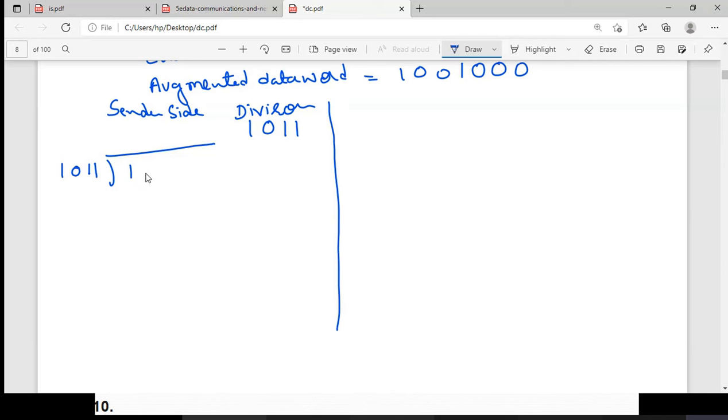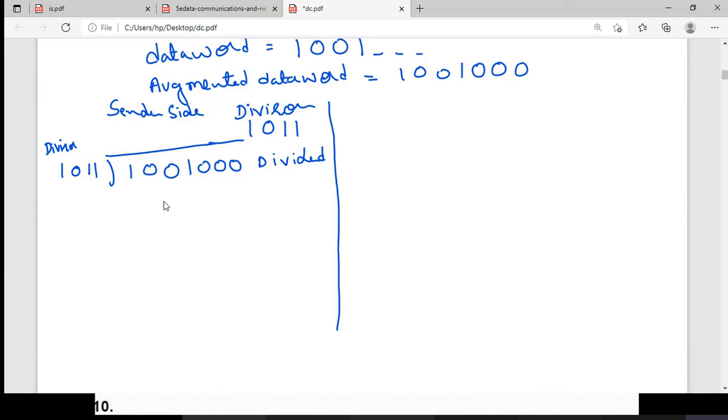What is the augmented data word? 1001 is the data, and augmented means 3 extra bits. Because I don't know what the extra bits are, I am just adding 3 zeros to the data word to form the augmented word. So this is the dividend, and this is the divisor. You can note down all these things, just till here, everybody write it in your notebook. Don't write everything, just this much. So this is the divisor and this is the dividend.